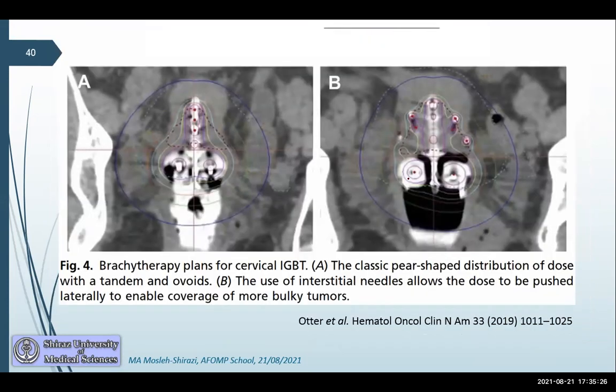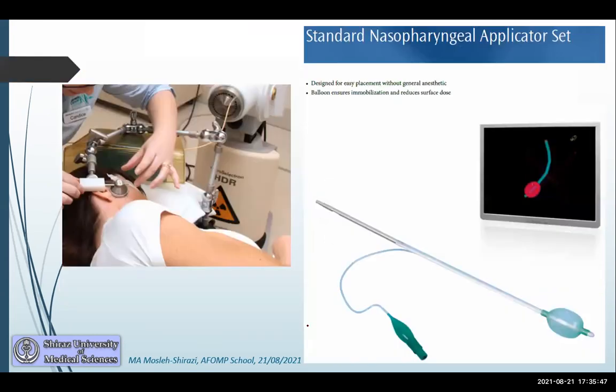It's shown in another example. You see they have this famous pear shape. This is not okay here because you had involvements here too. So by adding these interstitial wires here, you could take care of this and improve the dose distribution quite specifically.